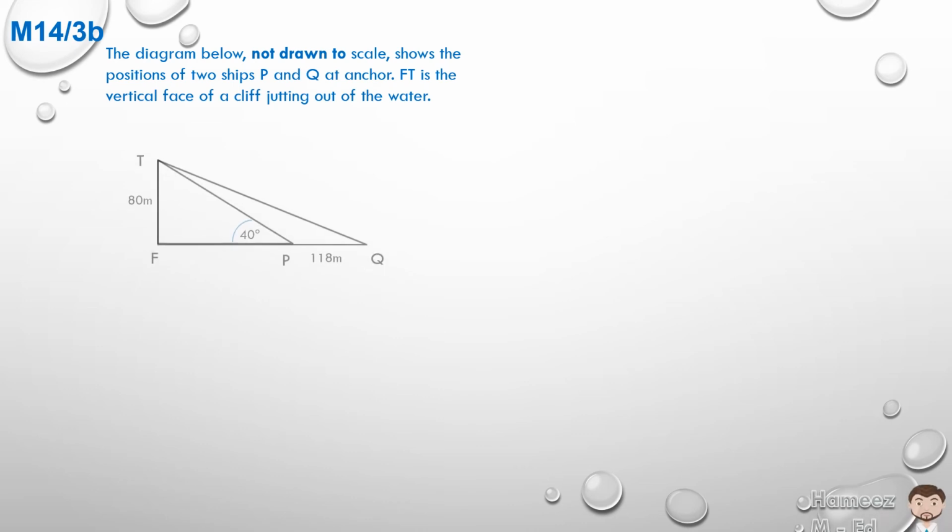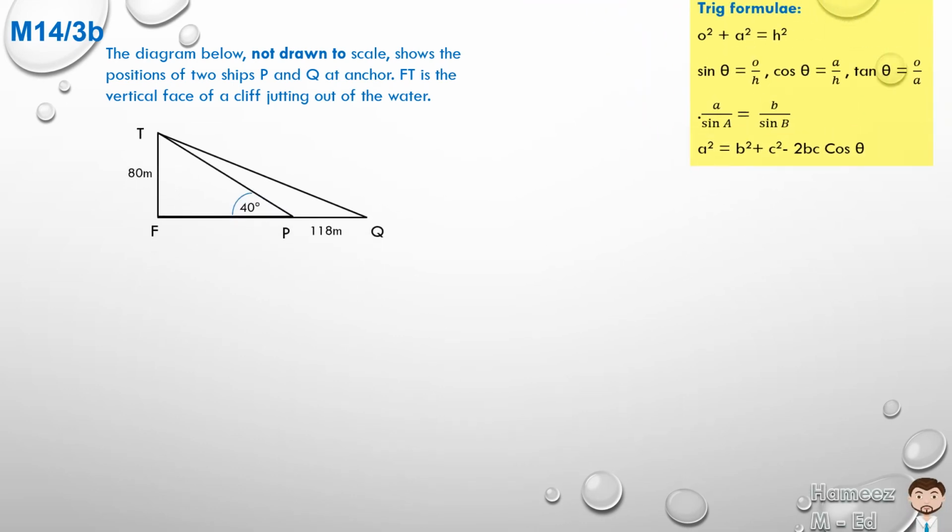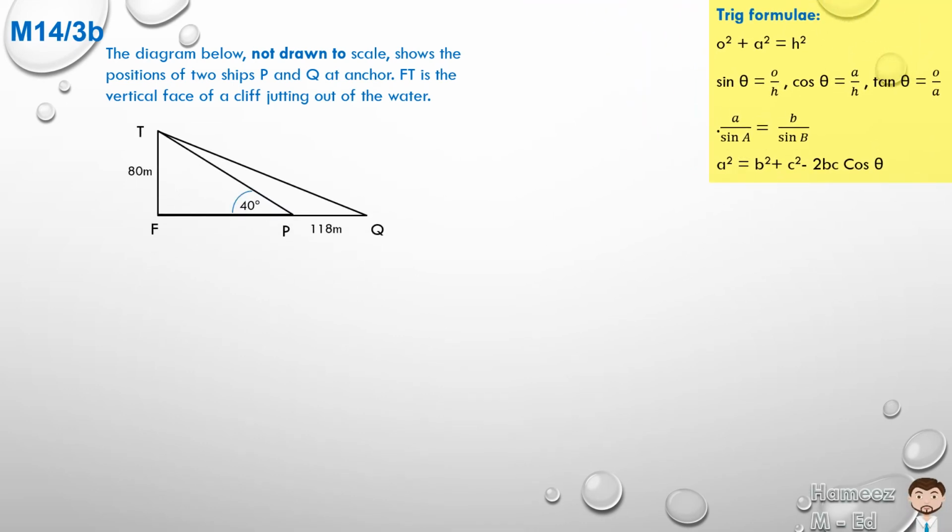In May 2014, number 3B, the diagram below, not drawn to scale, shows the positions of two ships P and Q at anchor. So P and Q are fixed in the water, and the diagram shows us it's 118 meters apart. And of course, it's not drawn to scale, so we can't use our rulers to measure any of the distances or protractors to measure any angle. They won't be accurate. This is just a sketch.